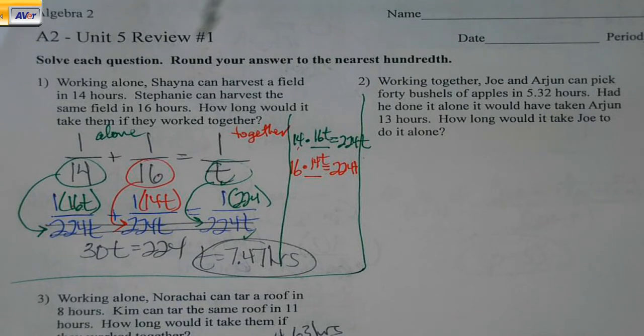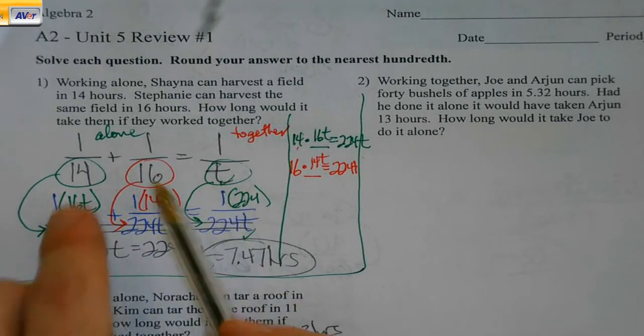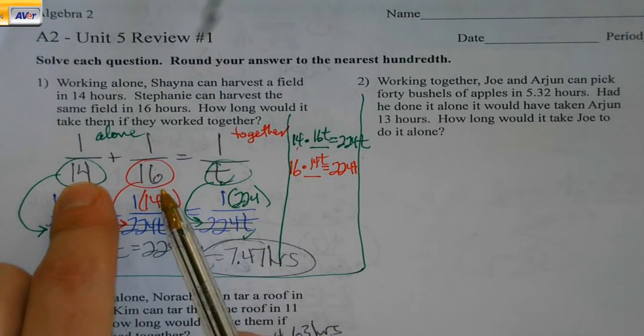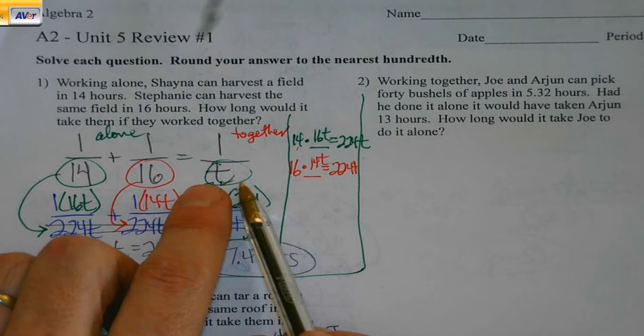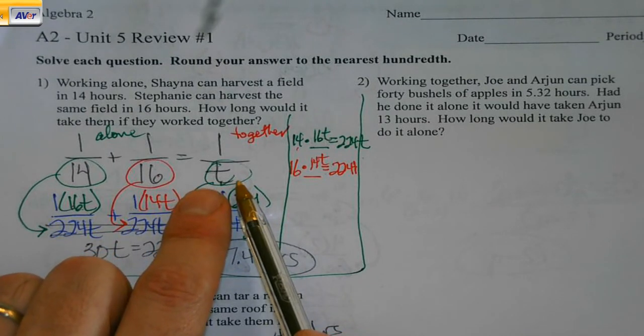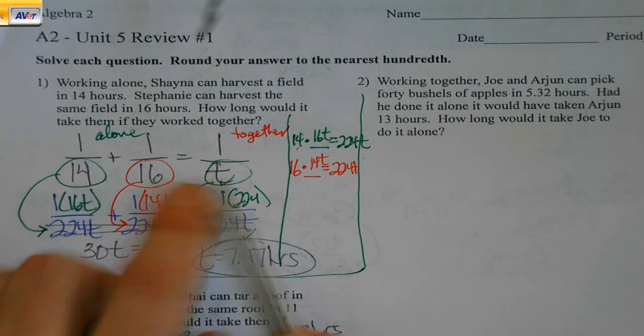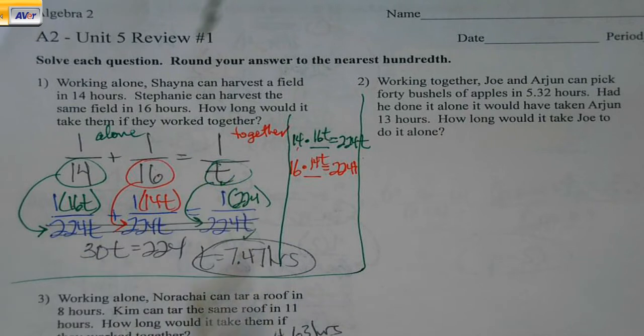We chatted a little bit in the odds video about looking at our 2 fractions on the left for our people that are working alone on a job, and then on the right where they're working together. Now, this first one, we had 2 people that were working alone. We figured out how long would it take if they worked together. Number 2 is going to turn out a little bit differently.